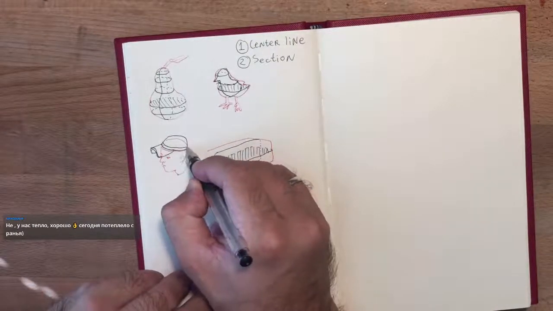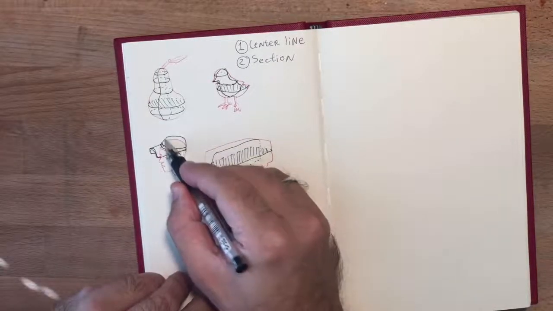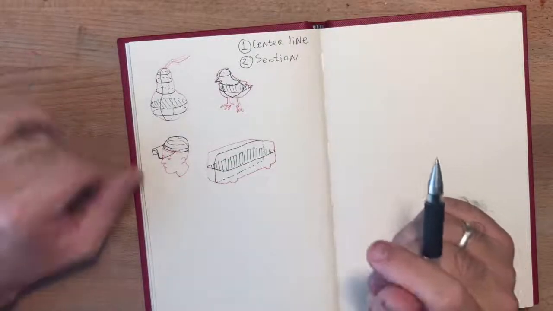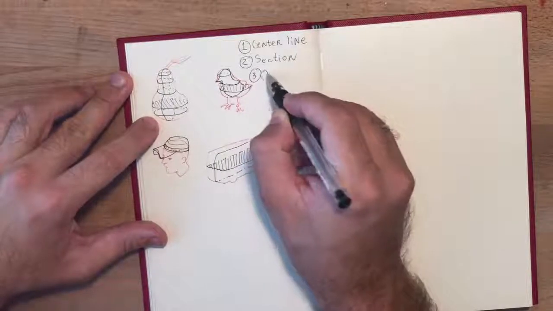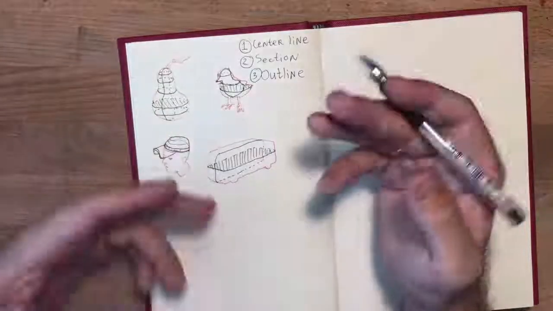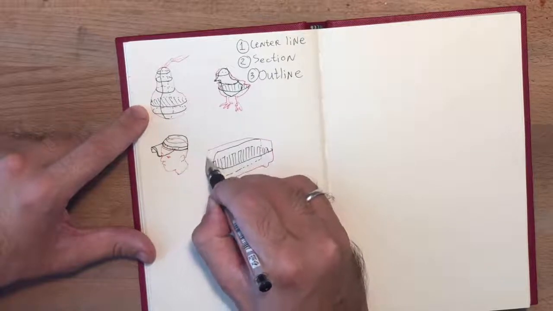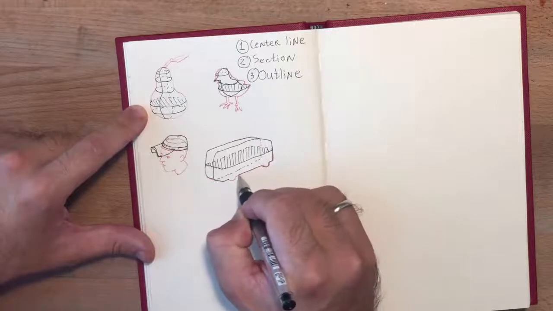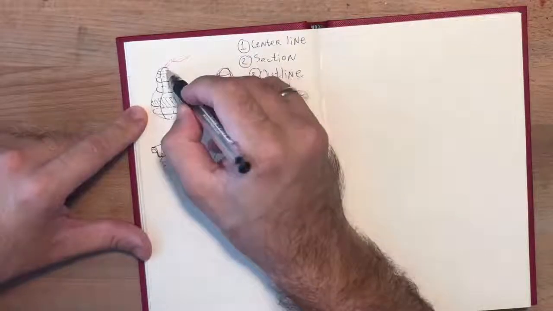So, and here you can play with this around. So, section, center line, and outline. This contour line is the line for the overall silhouette, for the shape of the object, like here.